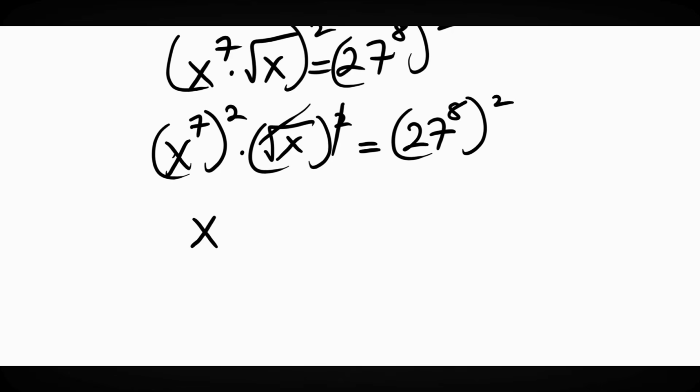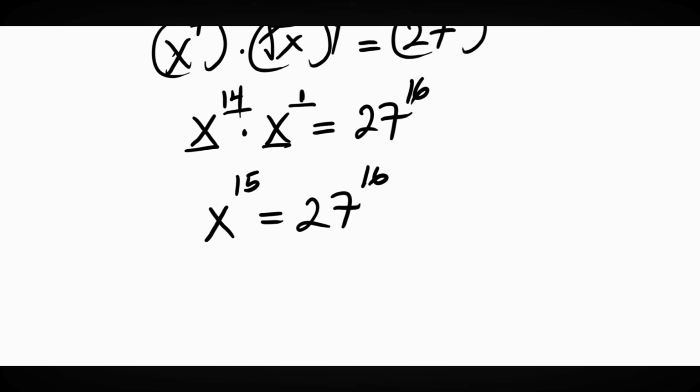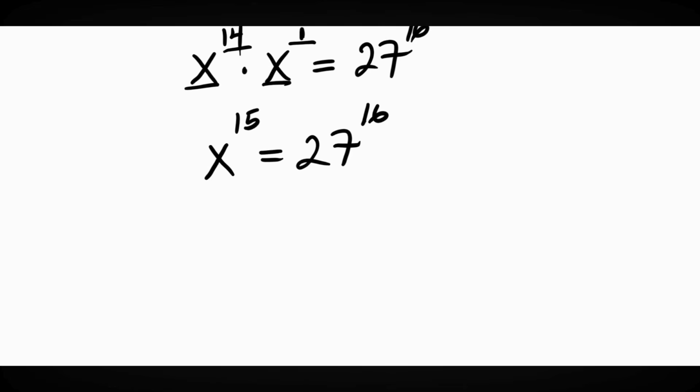So we have x raised to power 14, times x raised to power 1, because x is the same thing as x raised to power 1, equals 27 raised to power 8 times 2, which will give us 16. So we add these powers because the bases are the same. So let's add the exponents, it becomes x raised to power 15 equals 27 raised to power 16. Now to get rid of the 15, so that the x is standing alone, we just raise both sides to the exponent 1 over 15.